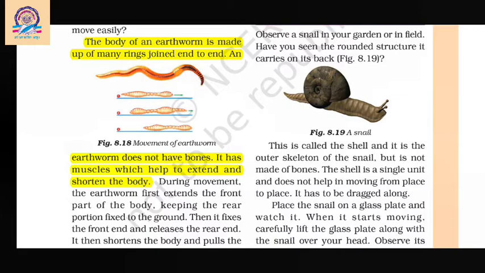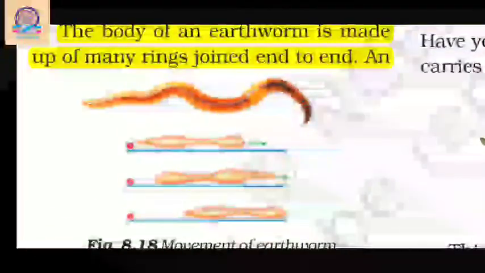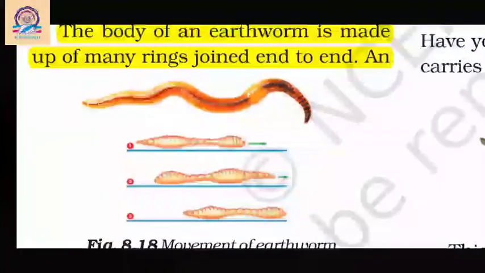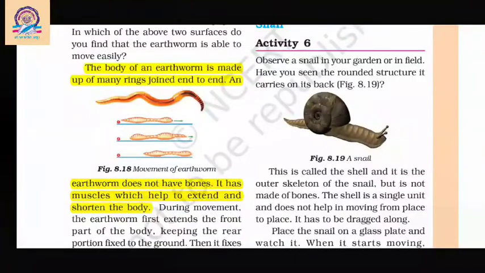As you can see here in figure number 8.18, the earthworm body is given, and the rings are present on the entire body of the earthworm, isn't it? So now we have to see how it moves. An earthworm does not have any bones. Okay, the point to remember, earthworm does not have any bones. It has muscles which help in extension and contraction of the body. Expansion and contraction of the body in an earthworm take place with the help of its muscles.